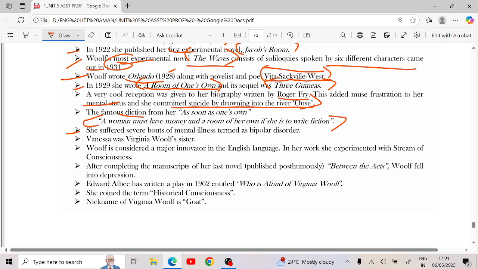Now we are going to the next point. She suffered severe bouts of mental illness termed bipolar disorder. Woolf is considered a major innovator in the English language. In her work she experimented with the stream of consciousness. So now you have to comment down, who gave this concept of stream of consciousness? In my previous videos I have discussed the name. If you have watched them, you may know the answer.